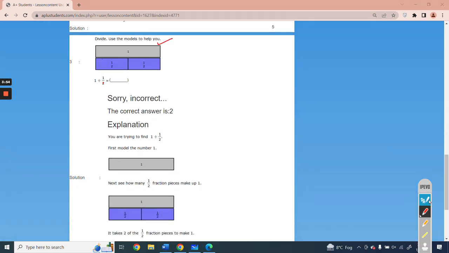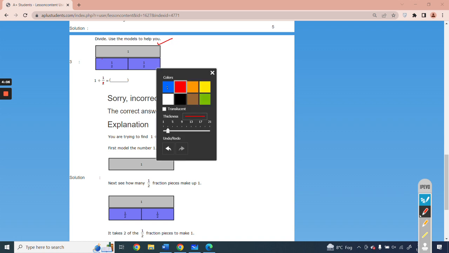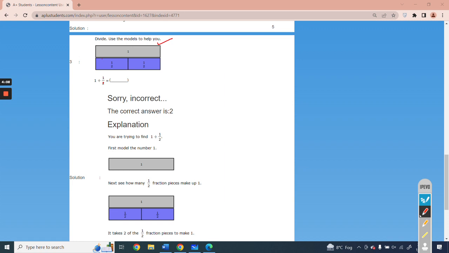The next one is 1 divided by 1/2. Here you have 1. 1/2 means you divide the complete 1 into 2 portions, so it will be 1/2 and 1/2. Your unit fraction is 1/2. You always divide by the unit fraction. So you can make 2 equal parts of the one whole number. So 1 divided by 1/2 equals 2.